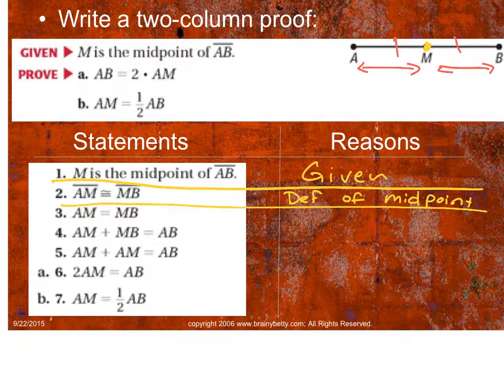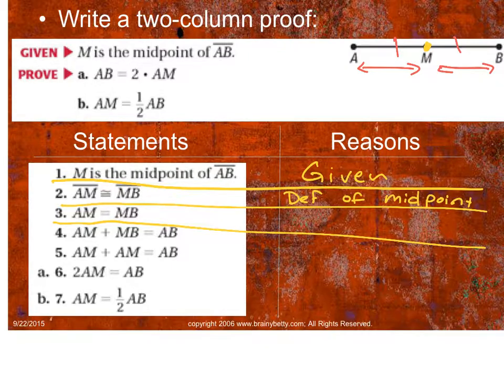Now look at line 2 and line 3. They barely even change. What changed between 2 and 3? It's an equal sign instead of congruent. Perfect. It went from congruent to equal. So how did that happen? Now it's the segment addition postulate. Okay, well, they're just saying that AM is equal to MB. Oh.